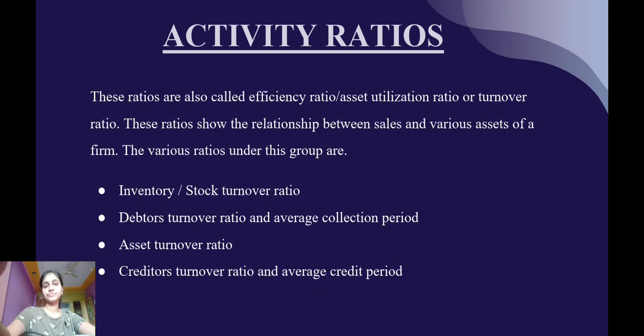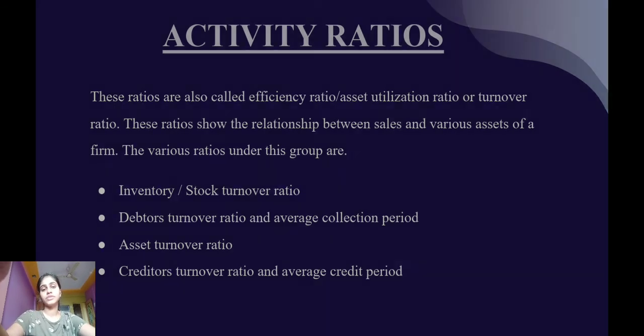Activity ratio. These ratios are also called efficiency ratio, asset utilization ratio, or turnover ratio. It includes inventory, debtors turnover ratio, asset turnover ratio, and creditors turnover ratio.